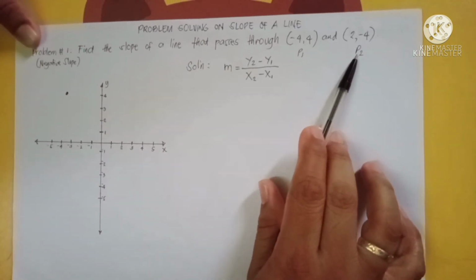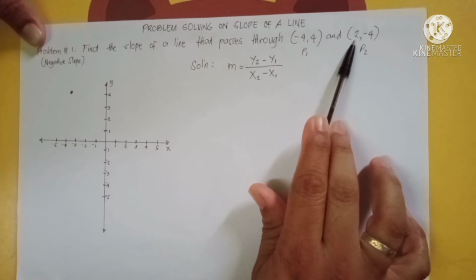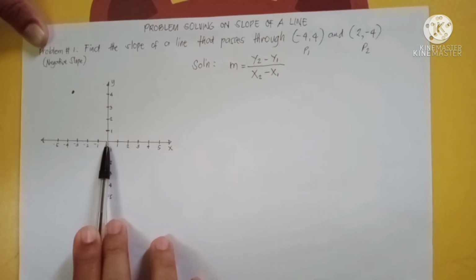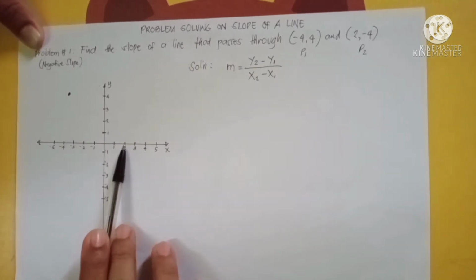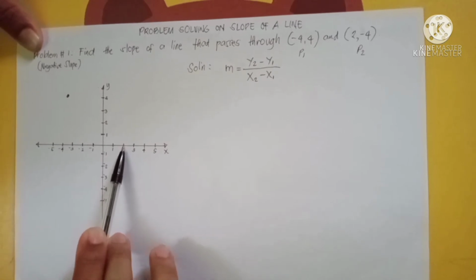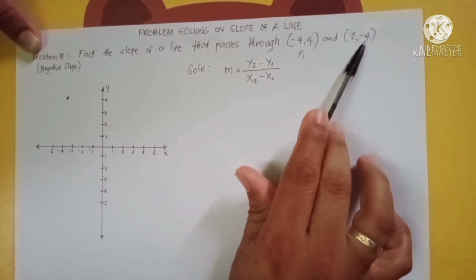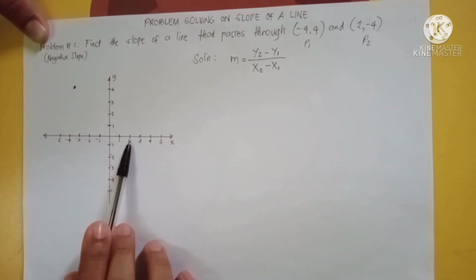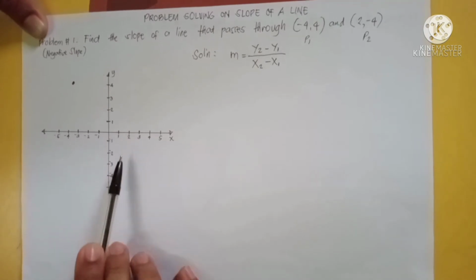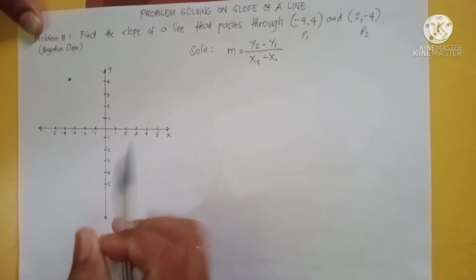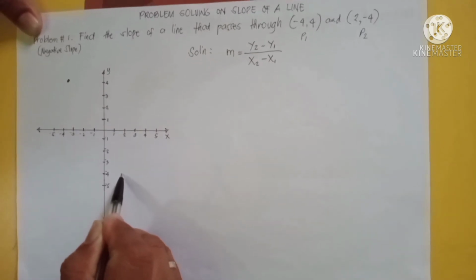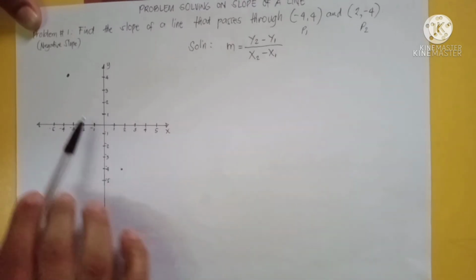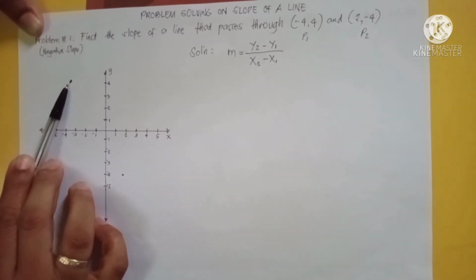Our second point is 2, negative 4. The value of x is 2. From the origin, we will move to the right because it is positive. 1, 2. Then, since our value of y is negative 4, we will move downward. So from here, we will count 4 times. 1, 2, 3, 4. So our second point is located at quadrant 4, whereas our first point is located at second quadrant.